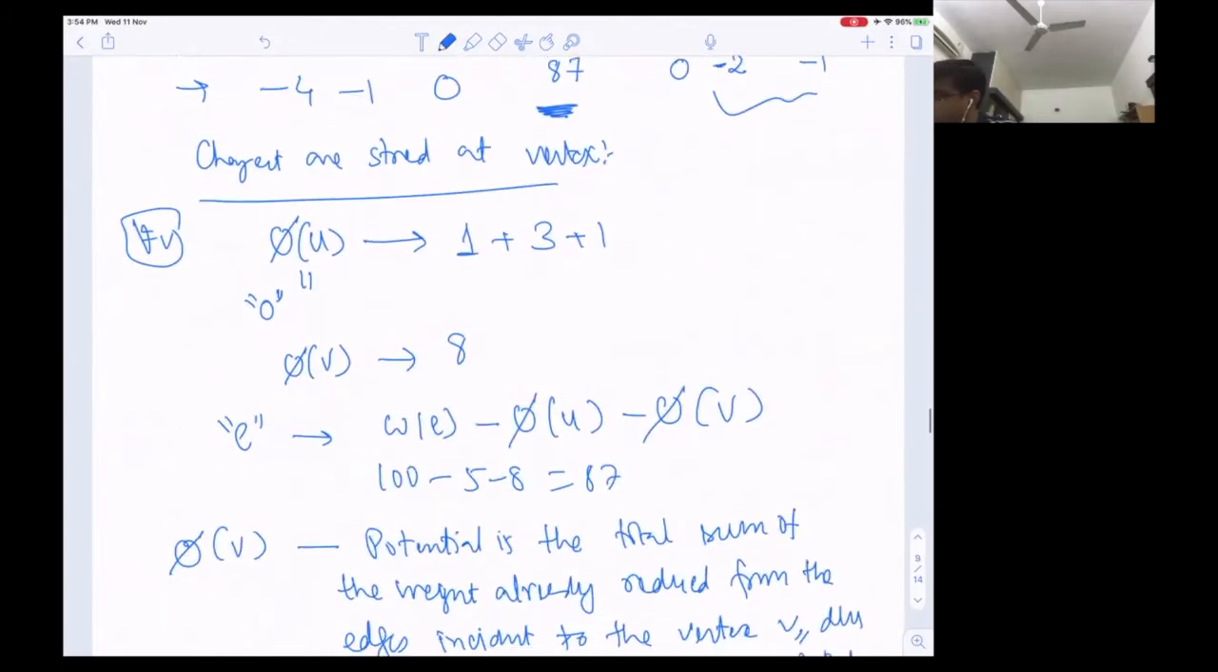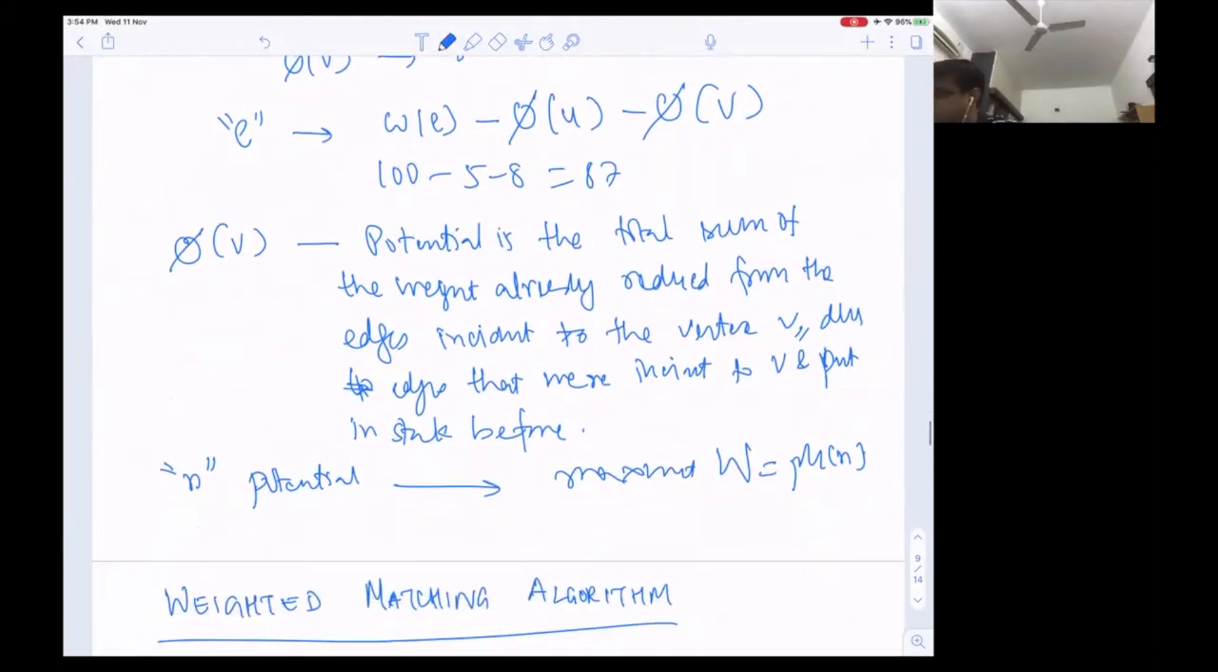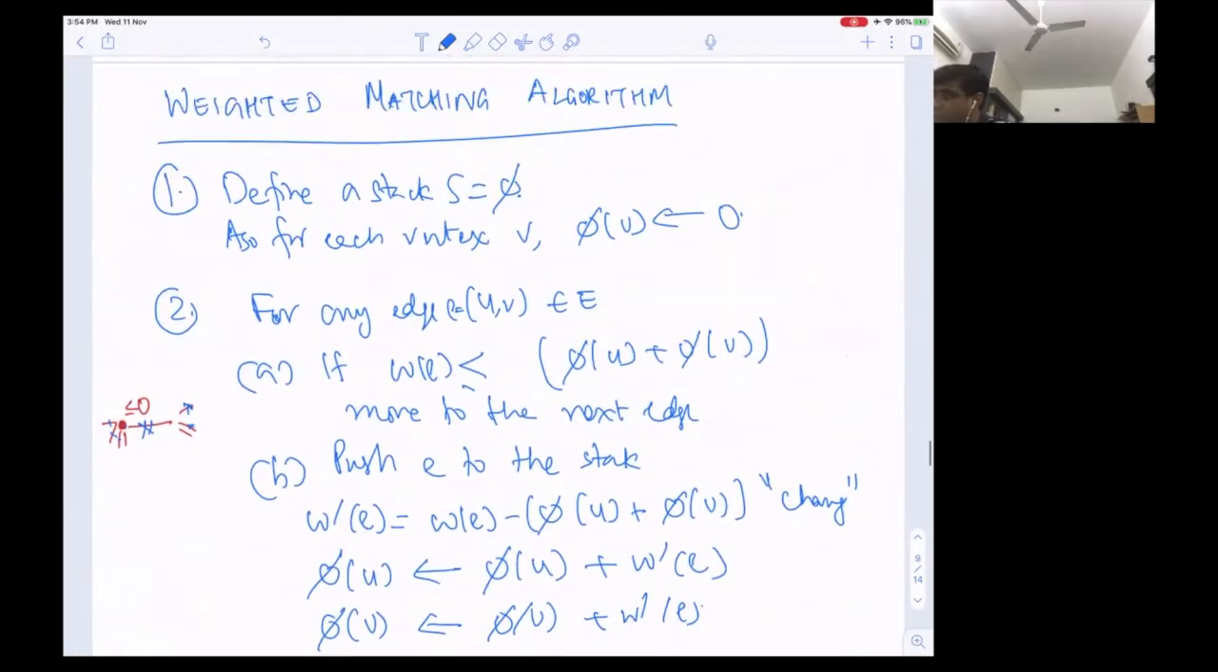If you recall correctly, this potential is the total sum of the weight already reduced from the edges incident to the vertex V, and that has already come before. So this was a potential. This was the potential function we defined, and based on that potential function, we defined the following algorithm. Okay, so let's go through this algorithm.